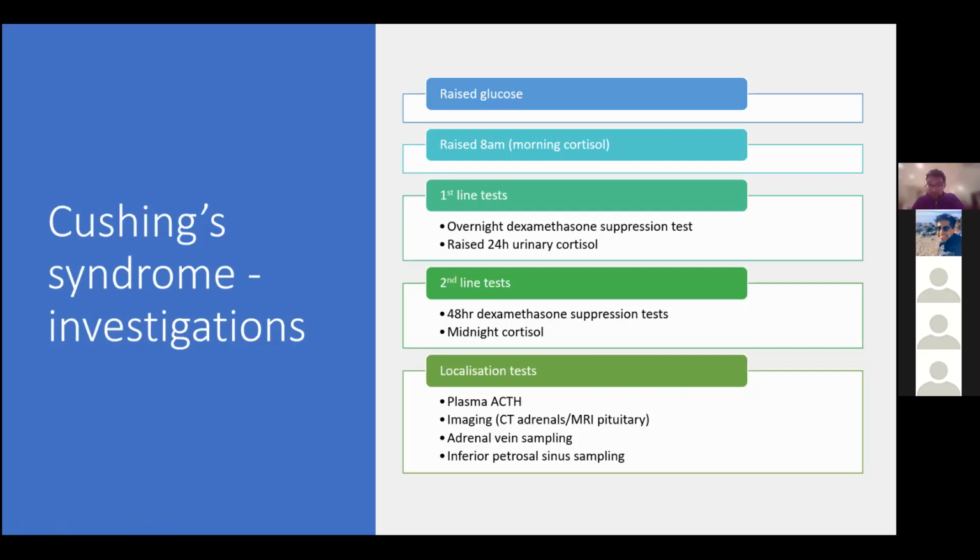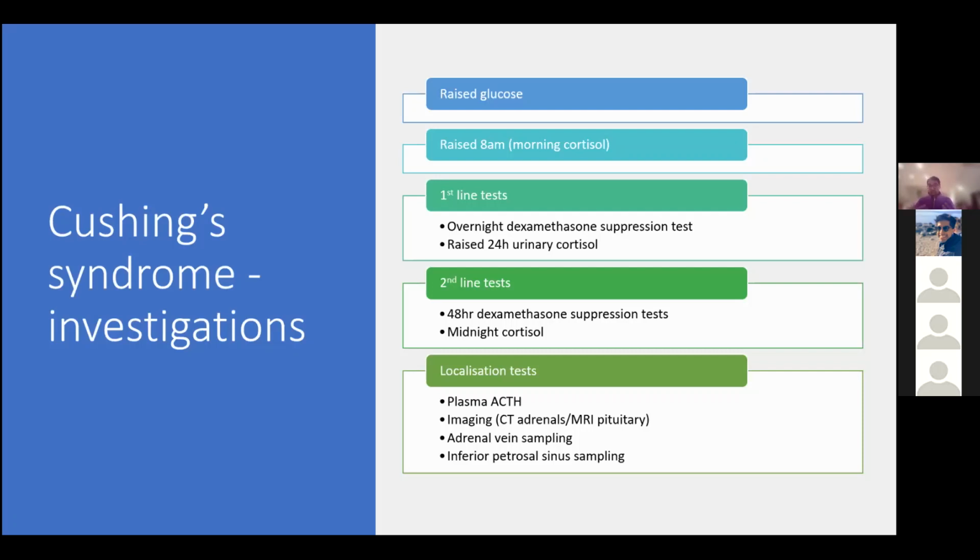The first thing you want to do is measure the patient's plasma ACTH, see if that's raised or reduced. And as I talked about the causes before, that will determine where you're looking. So if you think the patient has an adrenal source, you can then get a CT of the adrenals, see if they have a tumor clearly there. And if you think it's a pituitary source, you can get an MRI of the pituitary gland.